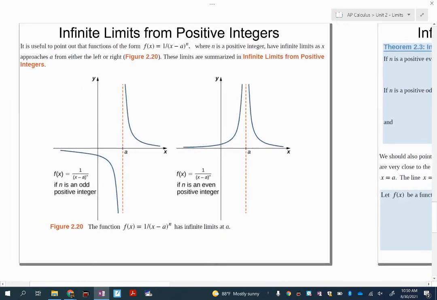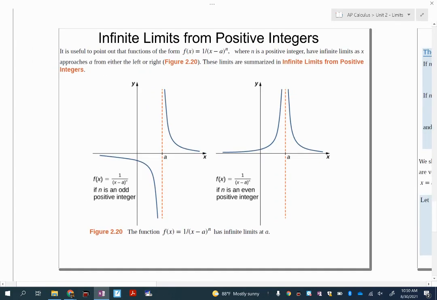Okay, now all this leads to is a way that you can look at infinite limits based on the exponent, that letter n, and whether it is a positive odd number or a positive even number. The one we just did was x to the first power. That's a positive odd number, so it looks like this one graphed here.